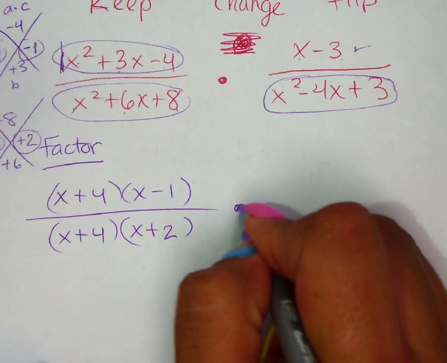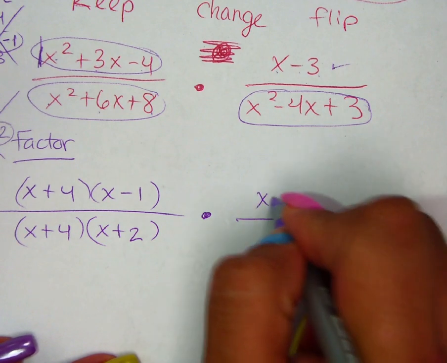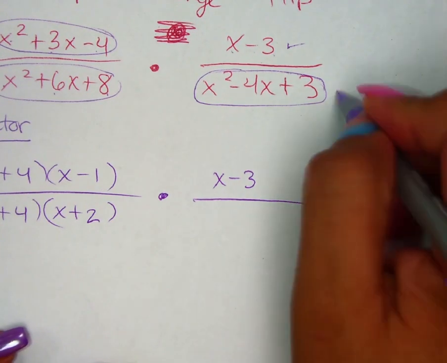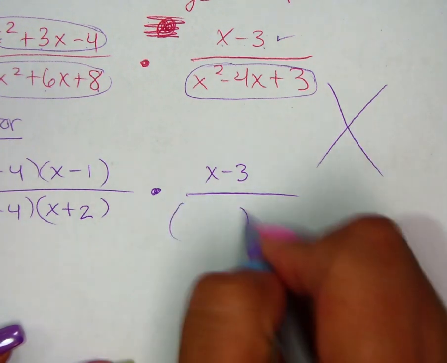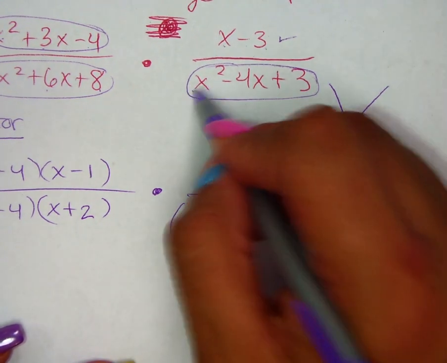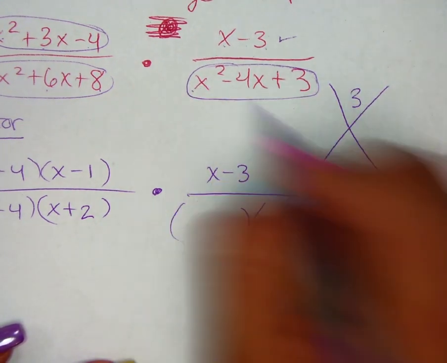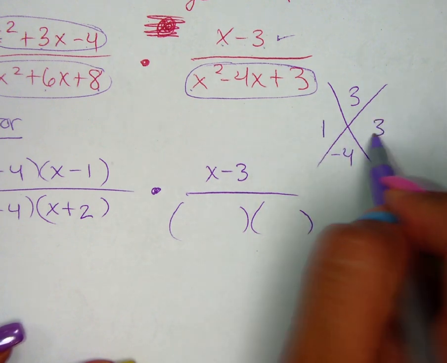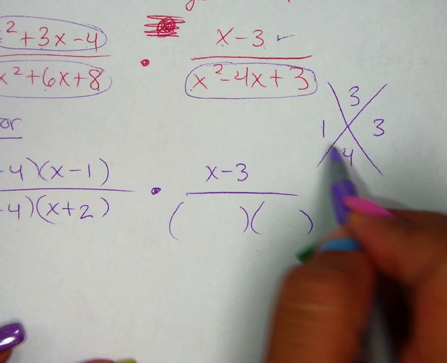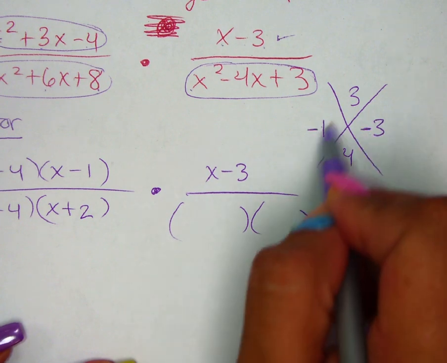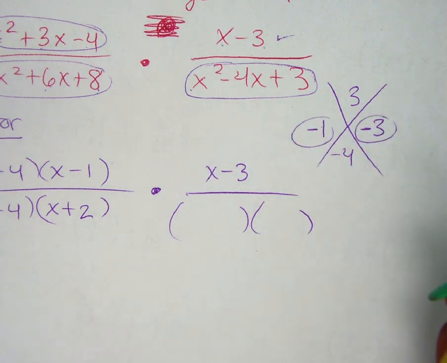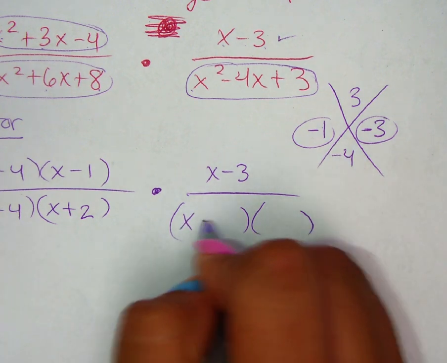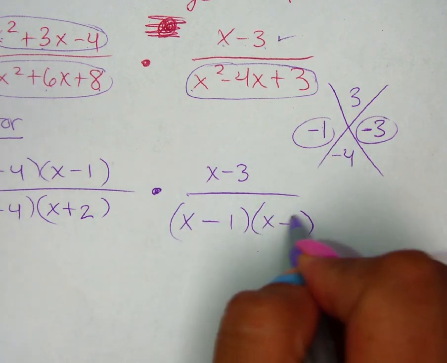On this other side, again, we just have x minus 3 on the top, the numerator, but in the denominator we need another X to help us find the factors. So a times c is 3, and the b value is -4. So the factors of 3 are 1 and 3, and to get -4, we need both of these to be negative so we can add a negative with another negative. These are the numbers we're going to use, x minus 1 and x minus 3.